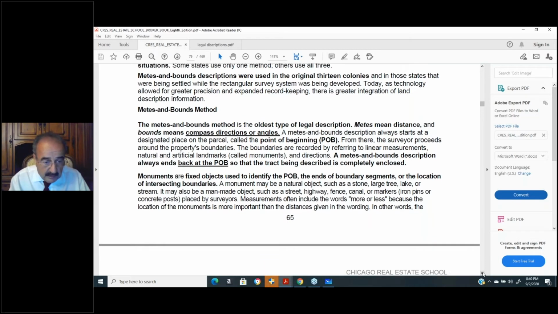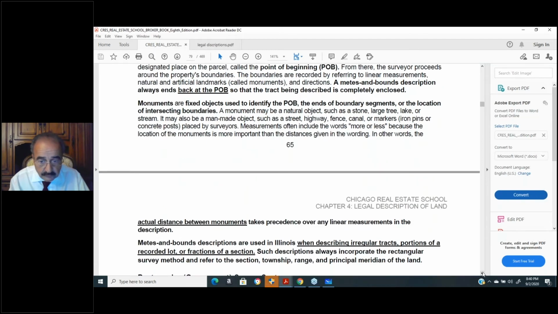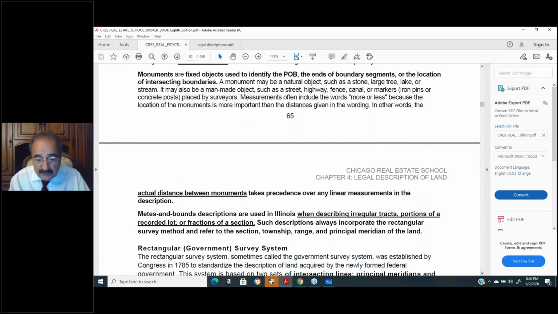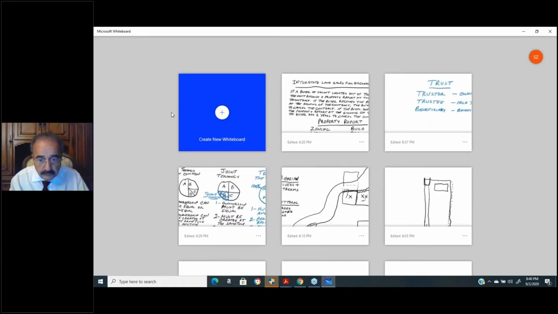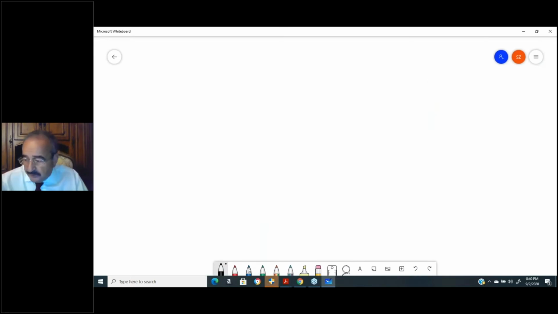So let me give you an example of a metes and bounds description. I'm going to write out a metes and bounds description. You should see something similar to this.